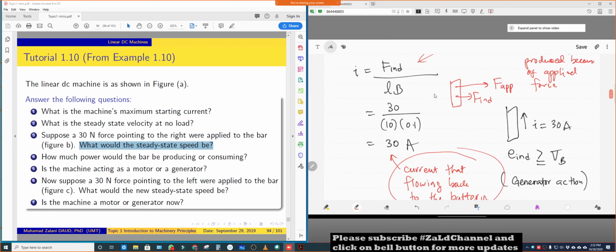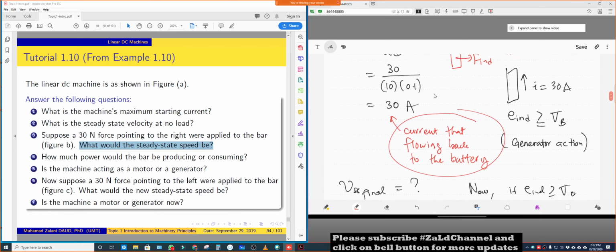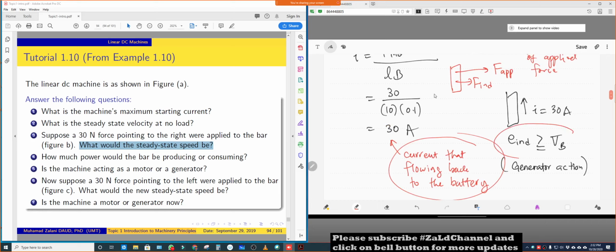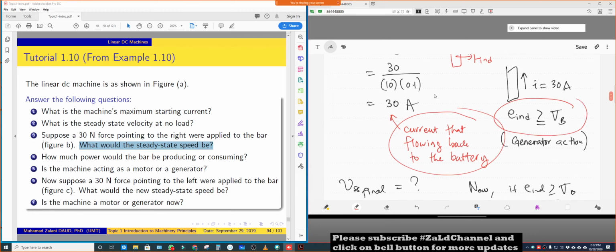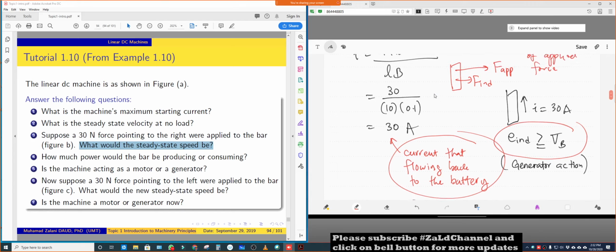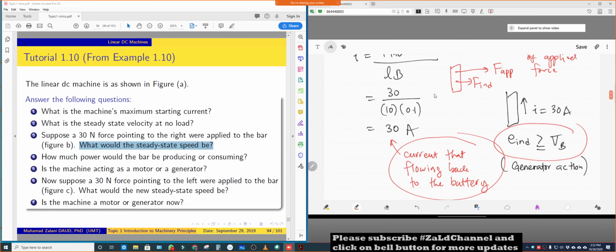What happened is actually we are turning this machine into a generator. So this machine becomes a generator. At this instant, the induced voltage is larger than the battery voltage, which is generator action. So the current that we just calculated, 30 ampere current, is actually moving from the bar side to the battery.